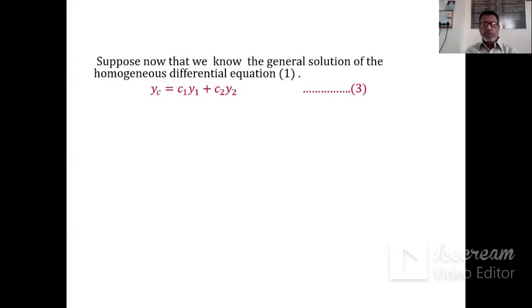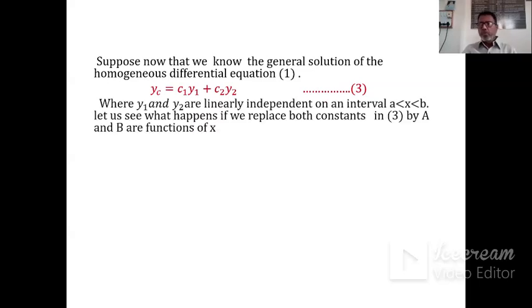Now, suppose we know the general solution of the associated homogeneous differential equation, we call it the complementary function and denote it by yc. This is equal to c1 y1 plus c2 y2, where y1 and y2 are linearly independent on an interval a less than x less than b, or on the open interval (a, b).